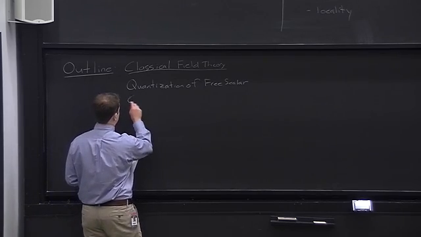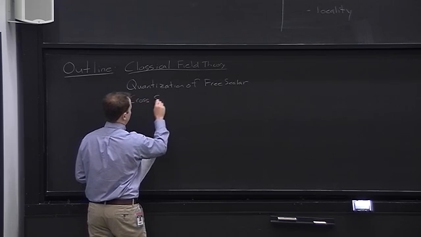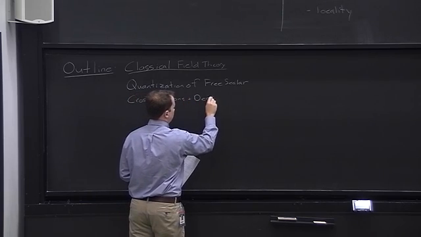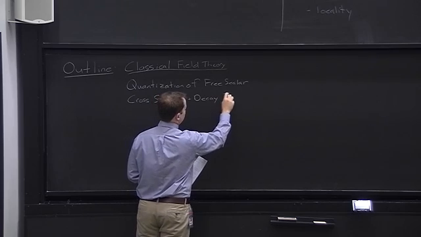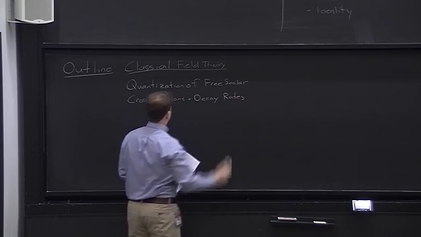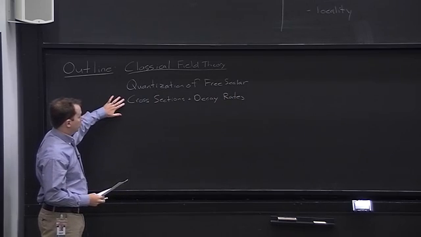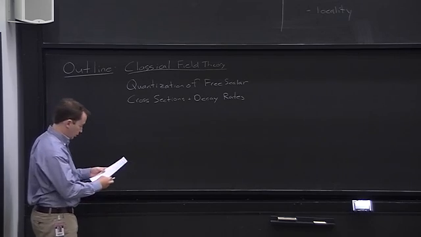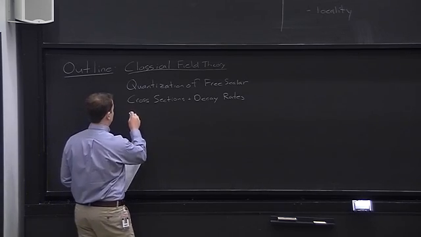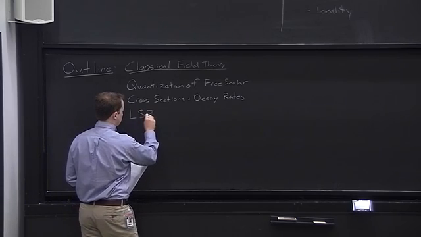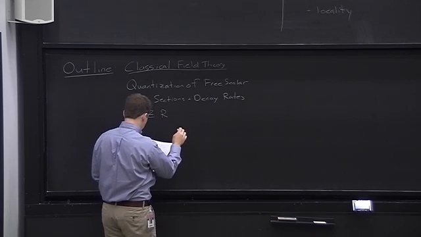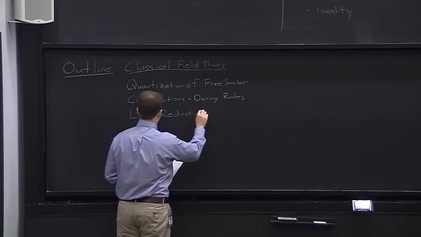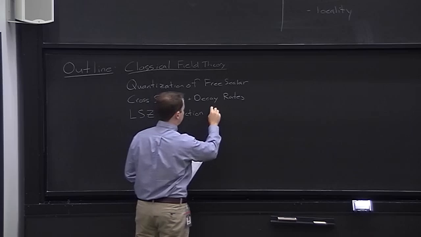And then we'll spend basically the next 3 lectures learning how to deal with interactions, so we'll spend the first lecture talking about cross-sections and decay rates. So these are what you can actually measure in the laboratory. And we'll relate these cross-sections and decay rates to scattering amplitudes. And then in the 4th lecture, we will discuss what's known as the LSZ reduction formula. LSZ stands for Lehmann, Symanzik, and Zimmermann.